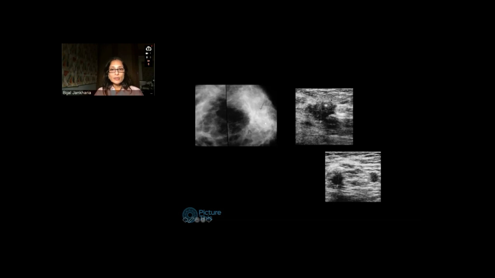And not only did we see this lesion in the upper outer quadrant, but we saw two more lesions in the lower inner quadrant. We did biopsy this. This turned out to be a multicentric invasive lobular cancer in the breast. This is BI-RADS category 4C.